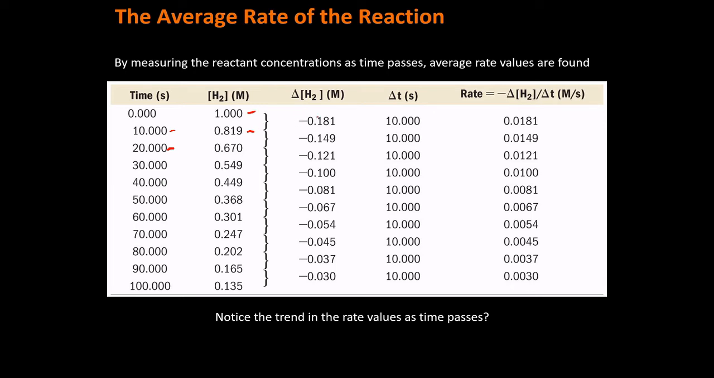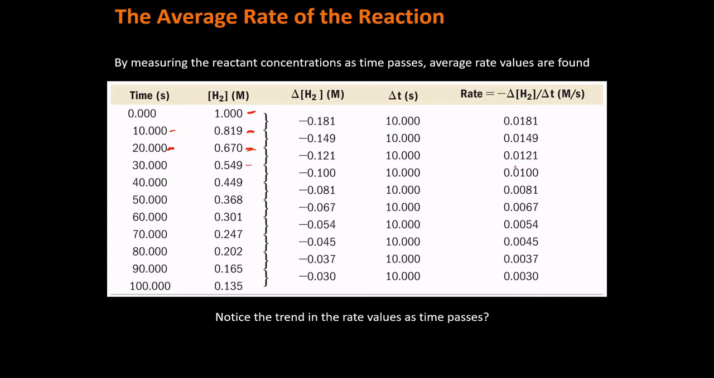So for this delta H, it's this one minus that one, but then for the next one, now this is the concentration that is subtracted. So it'd be this one minus that, and then this one minus that. And so as you go along, you subtract one concentration from the next. And then each of these you would divide by the delta T's. So you're just dividing this number by 10 in this particular case.